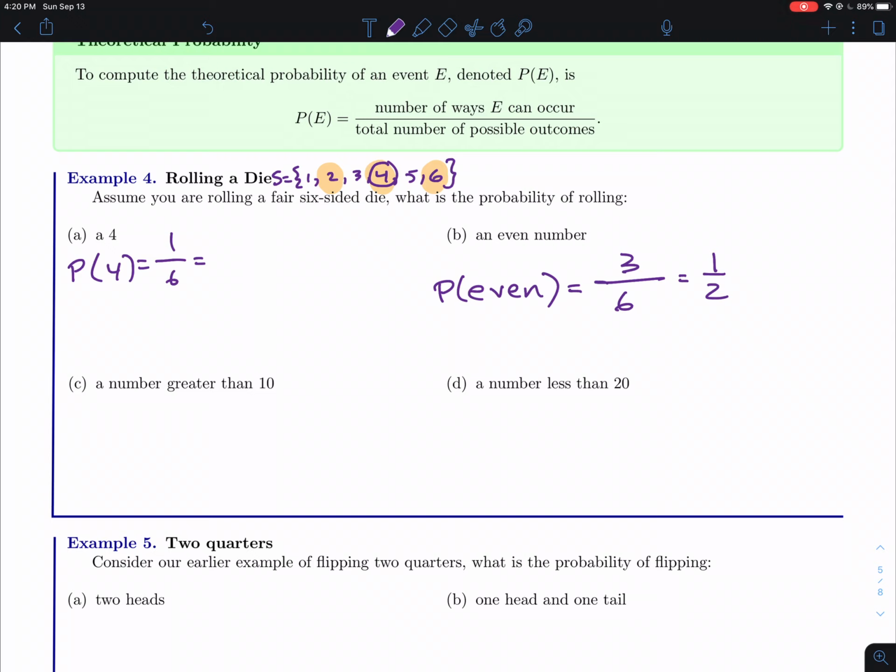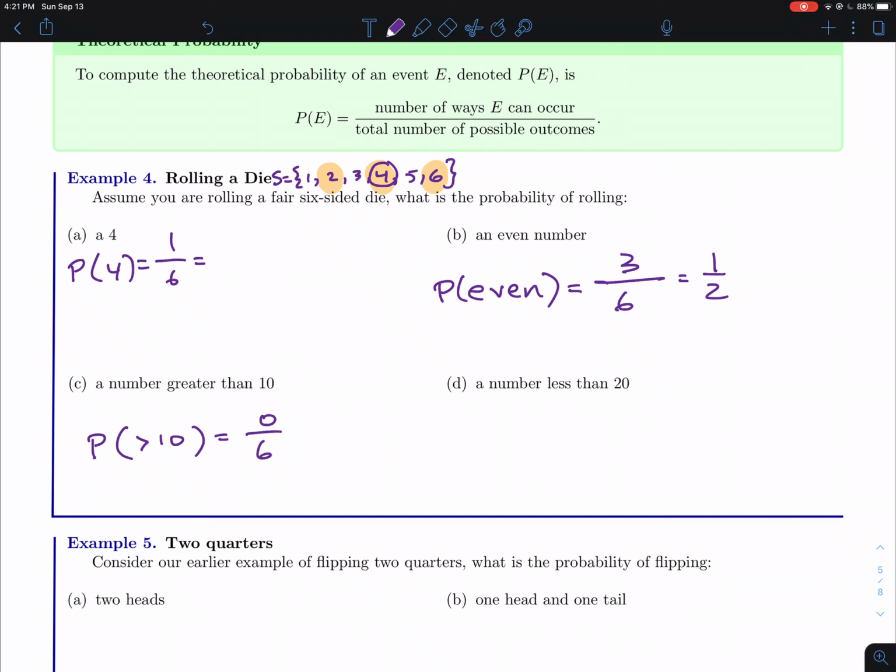All right, so let's look at C. In this case, a number greater than 10. If I look through my sample space, are there any numbers greater than 10 in there? Nope, none at all. So my probability of something greater than 10 is just going to be a 0 on top because there are no numbers that are greater than 10.